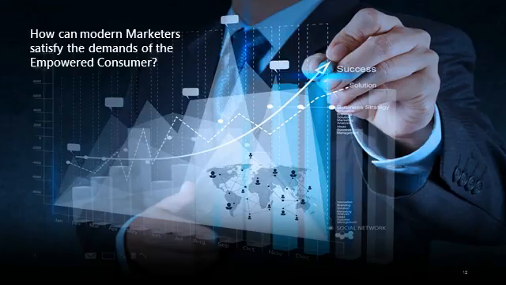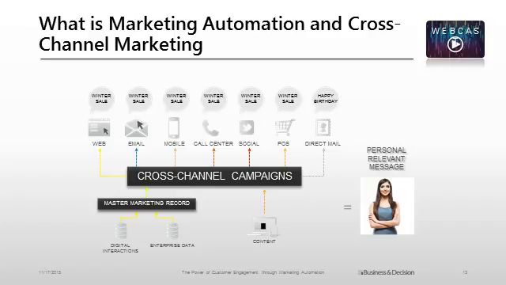So how can these modern marketers satisfy the demands of these empowered consumers? The answer is cross-channel marketing and the power of marketing automation. So what is cross-channel marketing? Cross-channel marketing is all about coordinating multiple channels to deliver one consistent, relevant, and effective communication across all these different touch points to your customers.